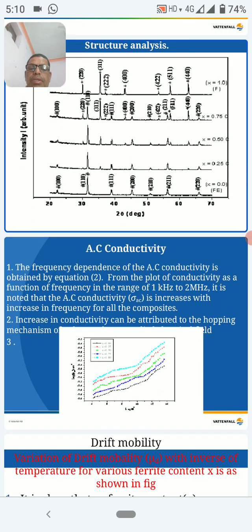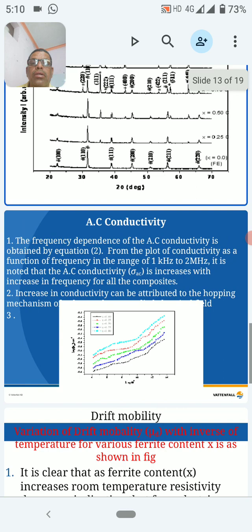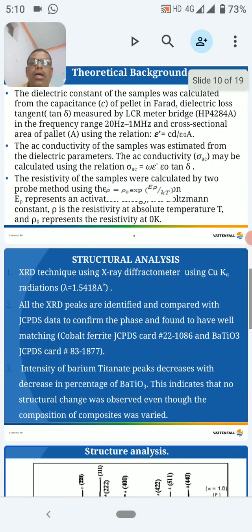Then the AC conductivity and drift mobility of these magnetoelectric composites are calculated and studied. The frequency dependence of AC conductivity is obtained by this equation, which is given as, that equation, where in equation 2, epsilon dash is equal to CD upon epsilon 0.